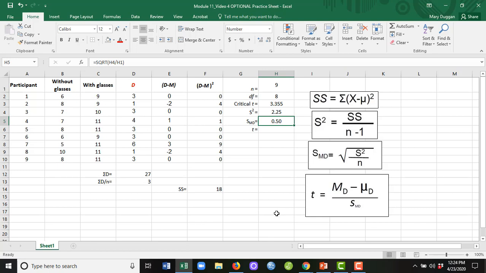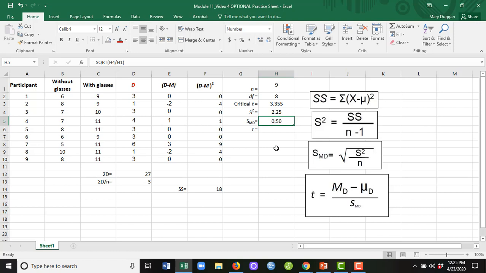That means that I could expect difference scores to differ by about 0.50 of a unit, just due to random error. That's normal, that's what's expected. What we're going to find out is, are our difference scores significantly more than what is normal or expected?